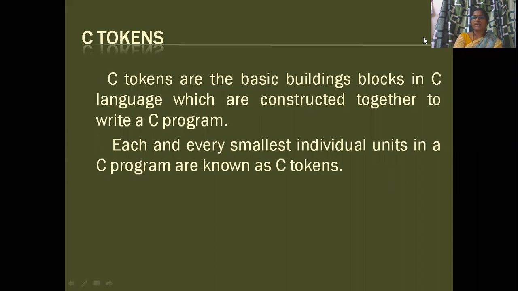So this is done by the lexical analyzer in the compiler. So what are the tokens? Simply I can say these are nothing but our parts of speech in the English language: noun, pronoun, verb. So we can divide a statement as noun, pronoun, verb, adjective, and so on. Same way, our C statement also can be divided into different tokens.